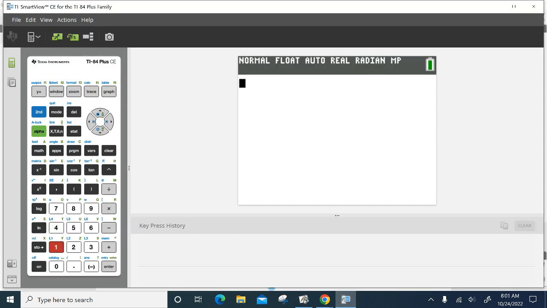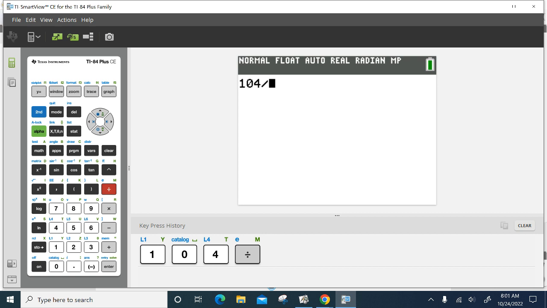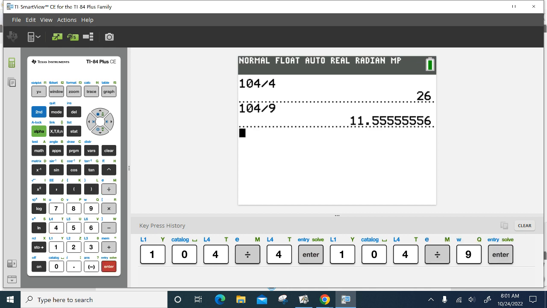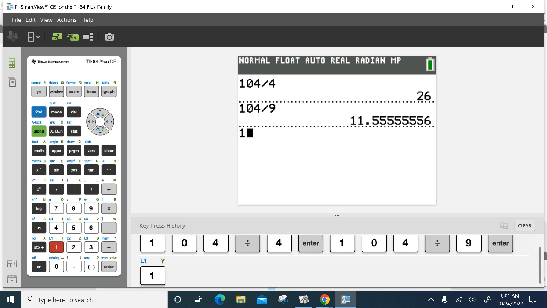I do 104 divided by that first perfect square, which is 4. Good. No remainder. All right, but I need the biggest one. I can't stop there and be satisfied. There might be a bigger one. So here I go real quick. 104 divided by 9. Is that going to work? Do you see what I mean by this one has a remainder, a decimal after? So 9 doesn't work. I keep trucking along.